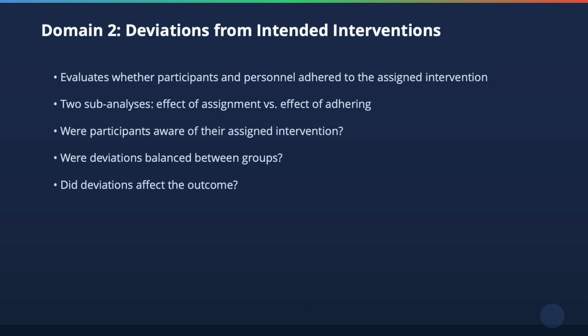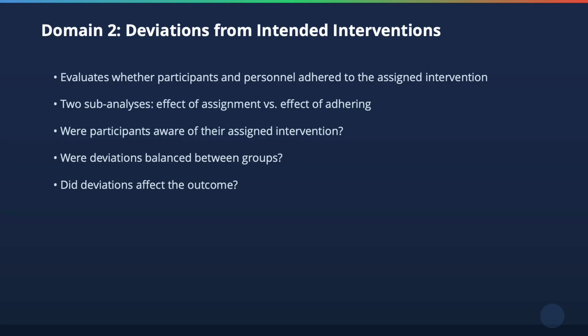Domain 2 evaluates deviations from the intended interventions. Did participants and personnel follow the study protocol? Participants might stop taking medication, switch groups, or receive additional treatments. The signaling questions are important because this domain has 2 sub-analyses.